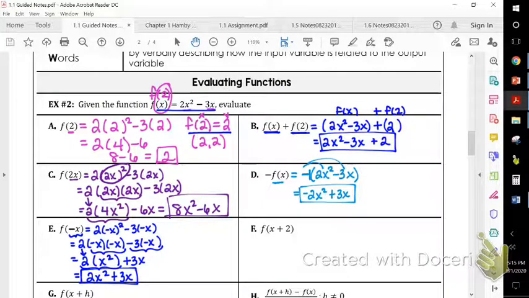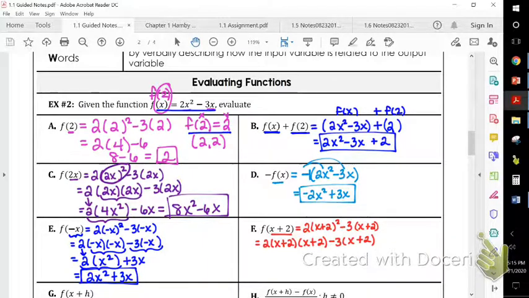All right, then F. F says we're looking for f of x plus 2. So it's a lot like A, C, and E here. So we know we're going to plug x plus 2 in for x. So we have 2x squared minus 3x. So let's plug in our x plus 2. And because it's squared up there, it means we're going to write it twice. So 2 times x plus 2 times x plus 2 minus 3 times x plus 2.